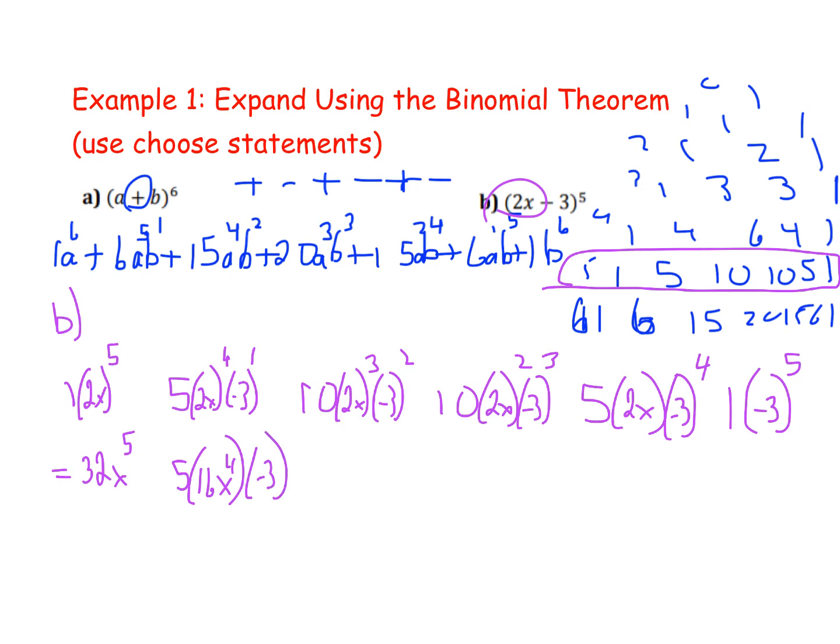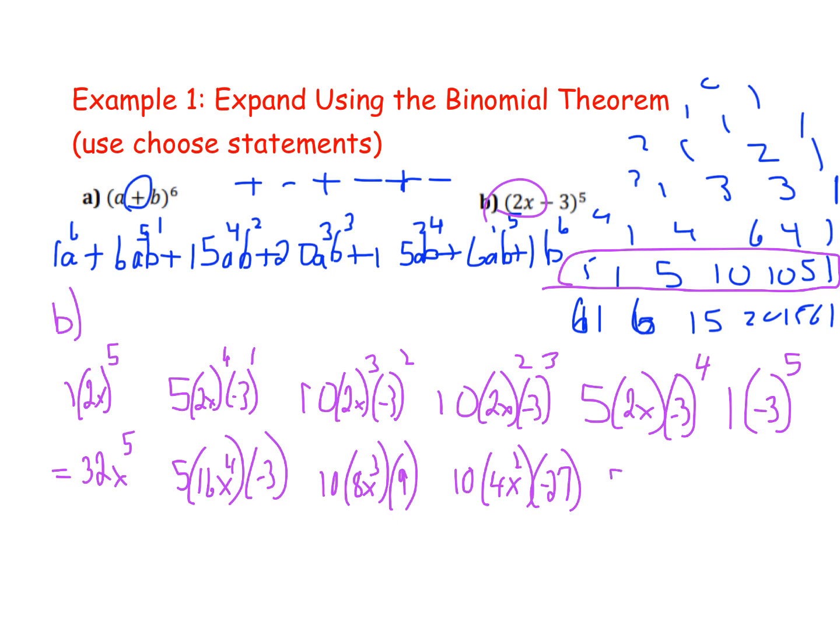For the next term, we had 10. We're multiplying that by 2x to the exponent 3. 2 to the exponent 3 is 8, and then x to the exponent 3. And now minus 3 to the exponent 2, if we're squaring a negative, always turns out to be a positive, so that's positive 9. Let's keep going. We have 10 times 2 squared, which is 4, times x squared, and then we have negative 3 to the exponent 3, which is negative 27.